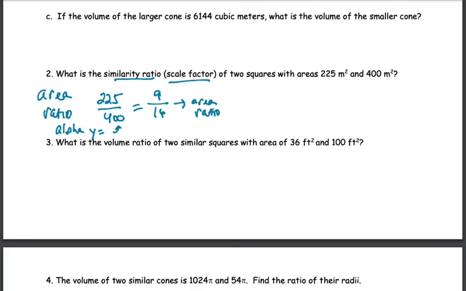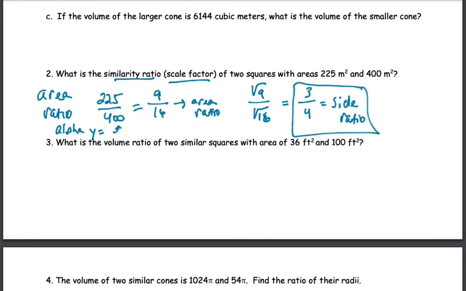So if I want to get the side ratio, I'm going to have to take the square root of that. So square root of 9 over the square root of 16. That's going to give me 3/4, and that equals the side ratio, which is what this question is asking me for. So my side ratio is 3/4.